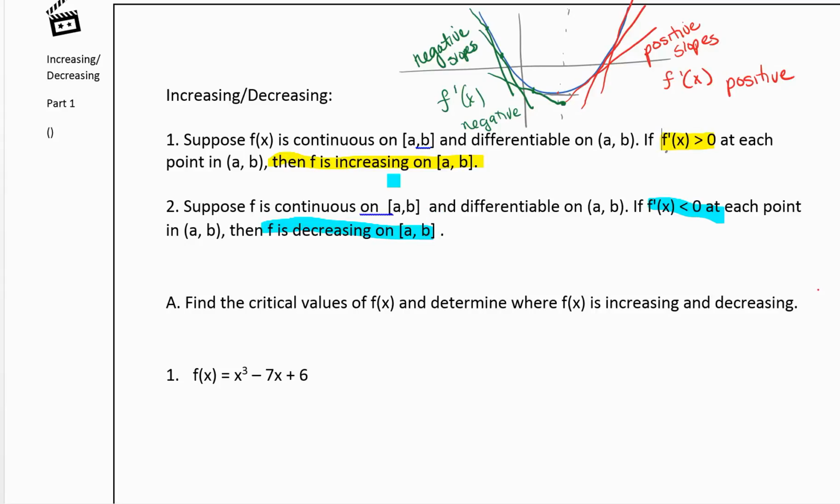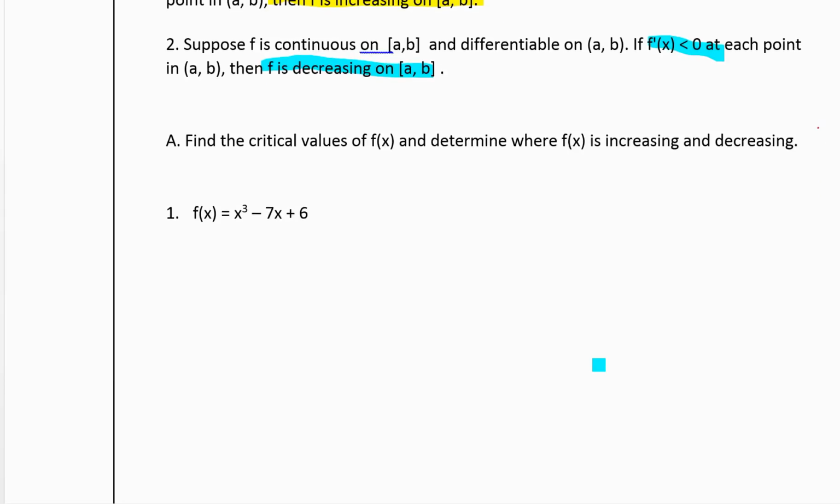Okay, so this says find all critical values of f of x and determine where f of x is increasing or decreasing. So we're going to take the derivative here, f prime of x equals 3x squared minus 7. So we're going to set this equal to 0. It's always defined, so we don't have to worry about it being undefined. So x squared would equal 7 over 3.